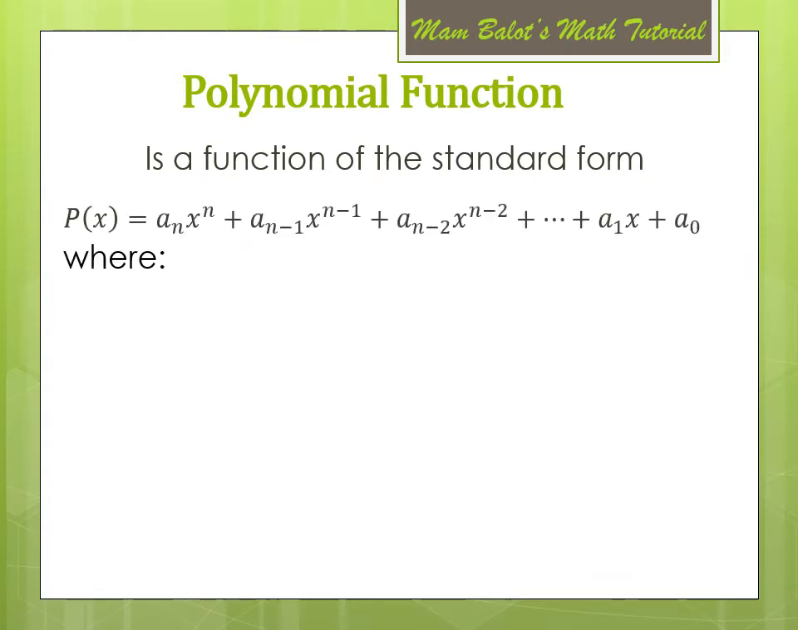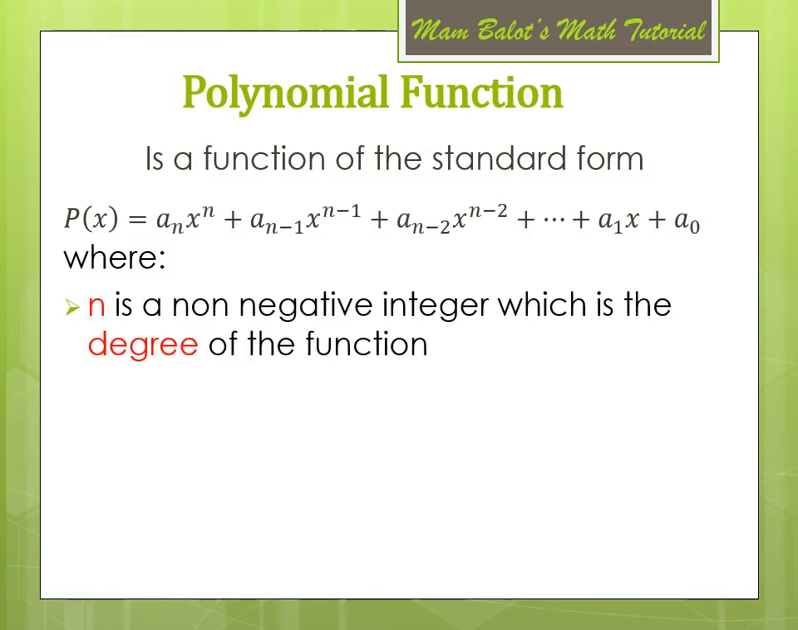P of x is equal to a sub n x to the n plus a sub n minus 1 x to the n minus 1 plus a sub n minus 2 x to the n minus 2 plus and so on plus a sub 1 times x plus a sub 0, where n is a non-negative integer which is the degree of the function, and a sub 0, a sub 1, and so on are real numbers.